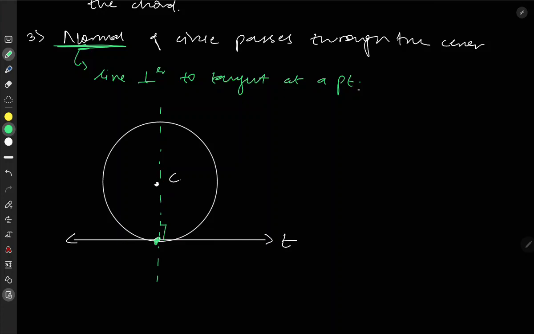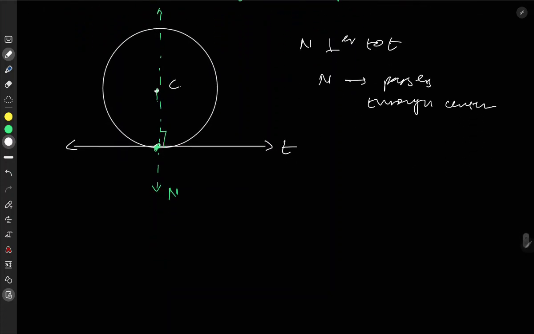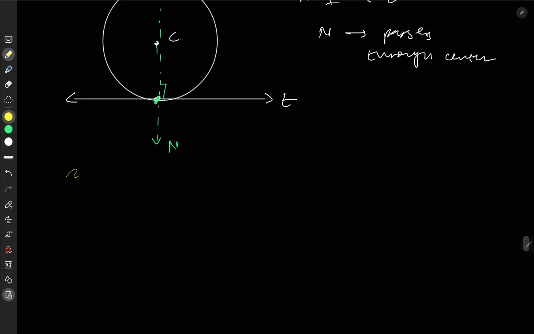It is a bit okay. Try to understand, because the diagram is a little bit here and there. This is the normal, and the normal is perpendicular to the tangent, and the normal passes through the center. So these three theorems are very important in this chapter, and you may need them here and there. Now let us move further and discuss line and circle.